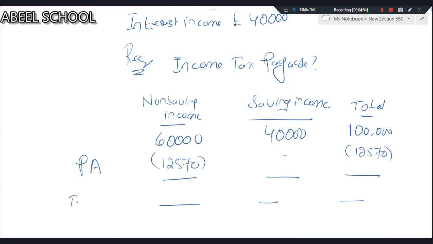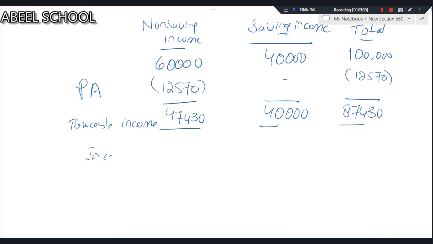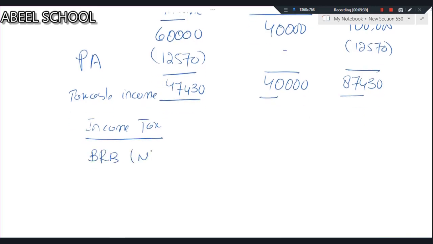Let us calculate the taxable income. 60,000 minus 12,570 results in taxable income of 47,430. Adding the 40,000 of saving income, I'm getting 87,430. Now let us apply tax rates. First, the tax rates are applicable on non-saving income. So put the heading income tax. Basic rate band, non-saving: the limit is 37,700 at 20%. Applying the 20%, I'm getting 7,540.